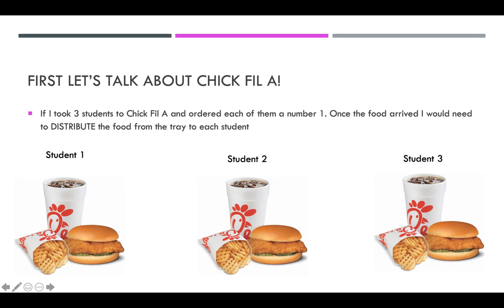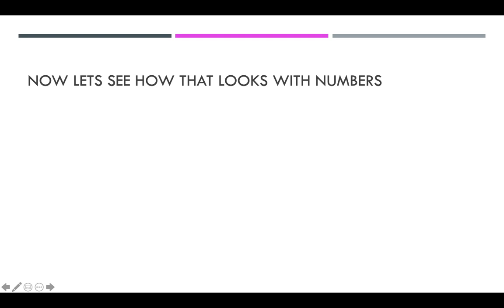That is what, when we think of distributing, that's often what we think about: passing things out or handing them to people, handing things out. But this also works with numbers. So let's take a look at how this looks with numbers.